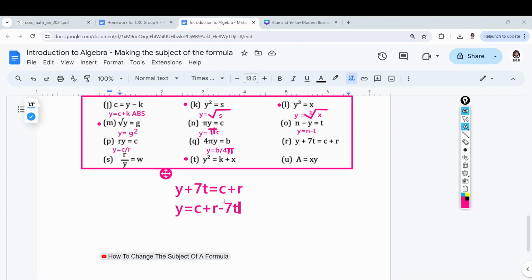And that's it. That's pretty much it. And then we're going to end up getting y is equal to c plus r minus 7t. That's the answer. Very easy question. Seems hard, but very easy.